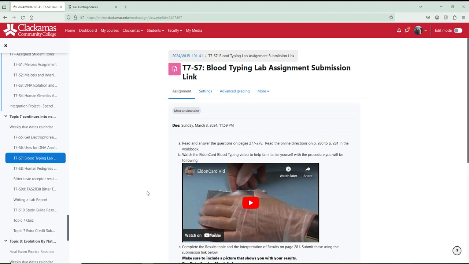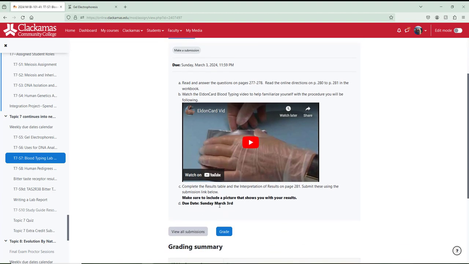So we do have a video to walk you through how to complete the Eldon card blood typing. So you should have everything present in that little kit, in your lab kit. When you do this experiment, it really helps if your hands are warm. I know sometimes my hands get really, really cold, and if I try to complete this test where I use the lancet to draw a blood sample from the tip of my finger, if my fingers are cold, it's not going to draw very much. Okay, so do try to make sure that your hands are warm.